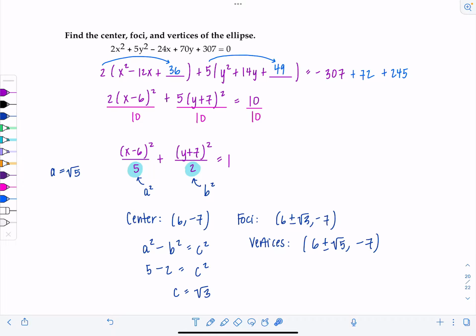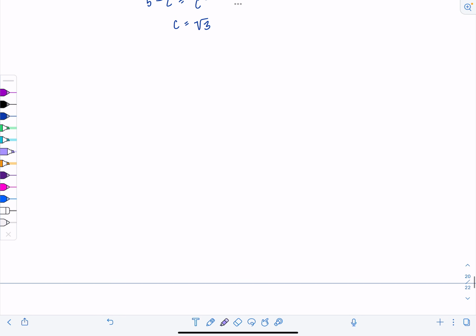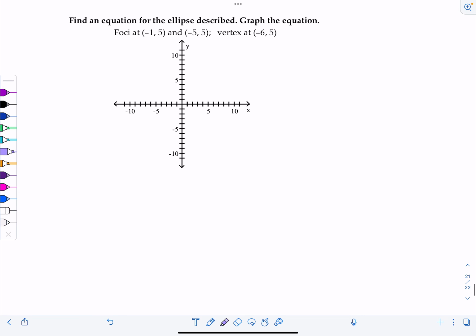Do we have to do anything else? No. We could graph, but I don't want to, and they didn't ask me to, so I'm not going to. If you need to draw it to help you figure out where the foci are, where the vertices are, then do it. Okay. Let's see, what else did I pick out for you guys? Find an equation for the ellipse described. Graph the equation. I like this one.